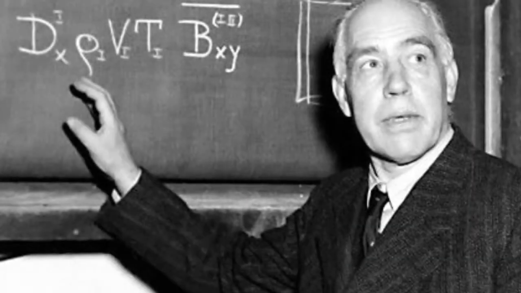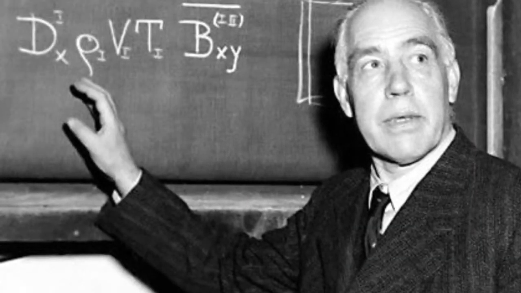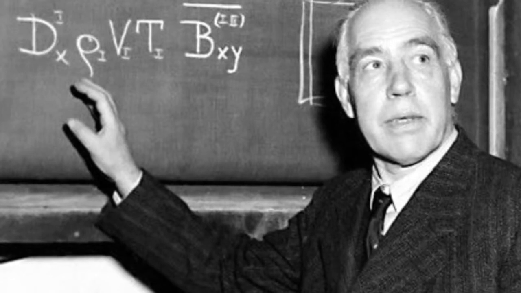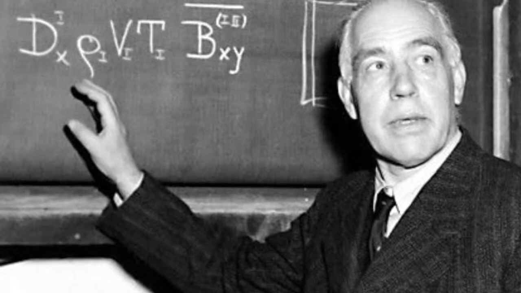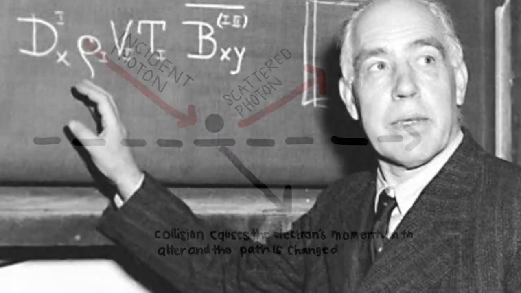Bohr modified the Rutherford model by requiring that the electrons move in orbits of fixed size and energy. Using Planck's constant, Bohr obtained an accurate formula for the energy levels of the hydrogen atom.